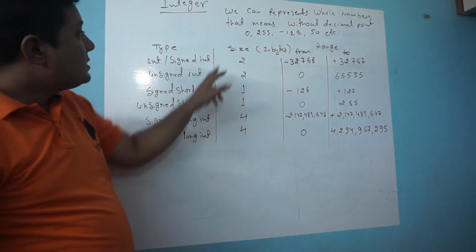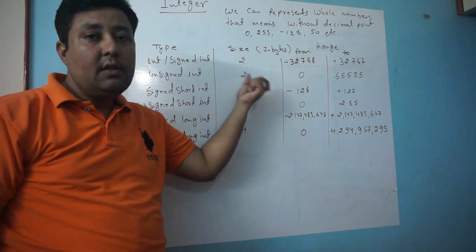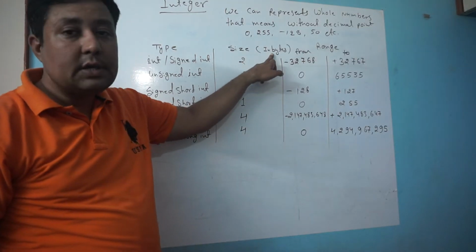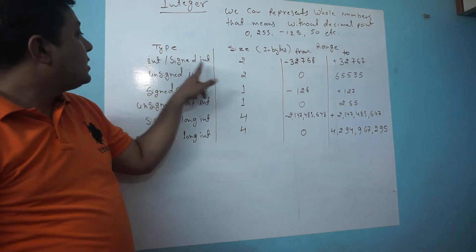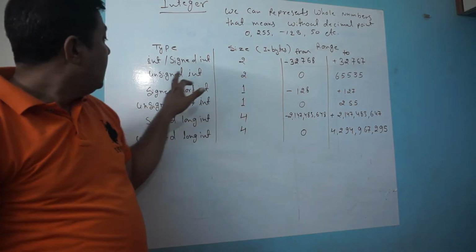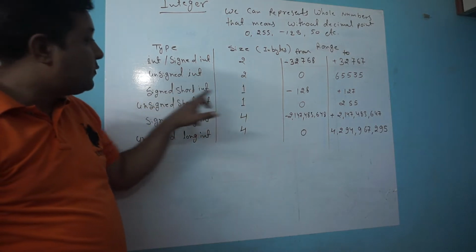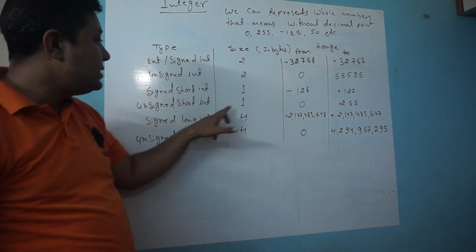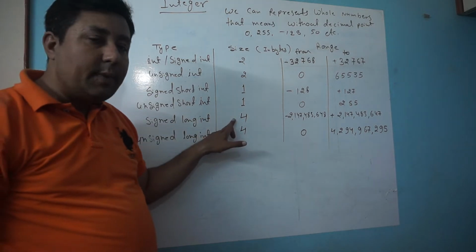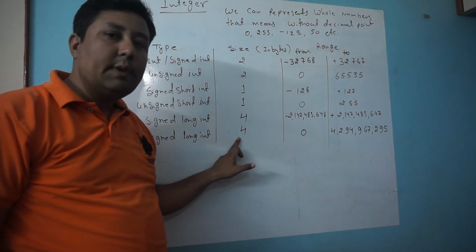Now the size says the memory they take. Integer, signed integer, takes 2 bytes of memory. Unsigned integer takes 2 bytes of memory, whereas short integer takes 1 byte and unsigned short integer takes 1 byte. Signed long integer takes 4 bytes of memory for storage and unsigned long integer takes 4 bytes of memory for storage.